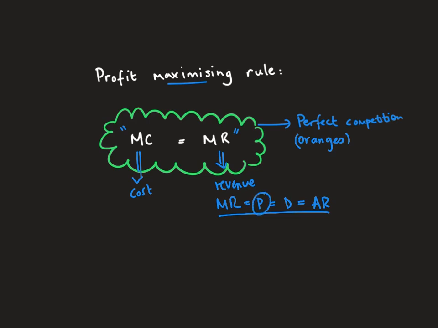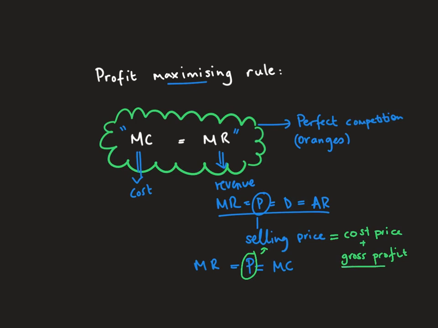Now, we need to also understand that that price is actually a selling price. So when we sell at that particular selling price, we're not selling it at the cost price. When P is equal to MC, where MR is also equal to MC, we're actually selling at a slight profit, which is called a normal profit. And that selling price is equal to the cost price plus a small gross profit margin. So that's where the difference is.